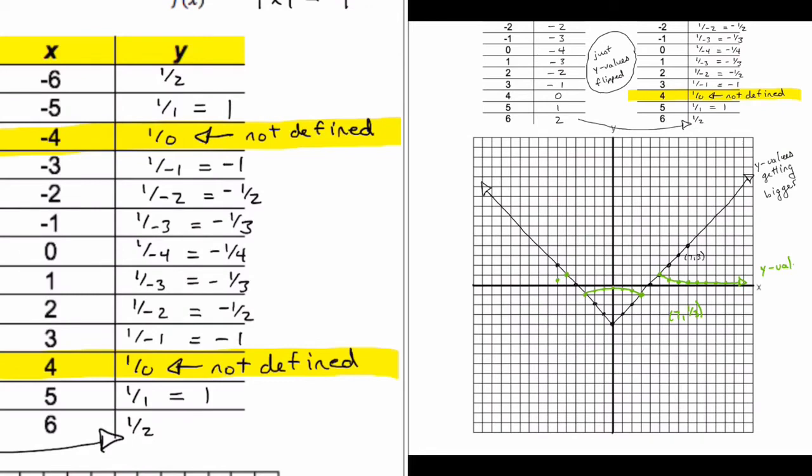And this is a really common trait of reciprocals. They always do the opposite of the original function. So if f of x is getting bigger, or going up, the reciprocal goes down. If f of x is getting smaller, the reciprocal gets bigger. So it always goes opposite. And that's going to help us to see what's going on at 4 and negative 4 as well.